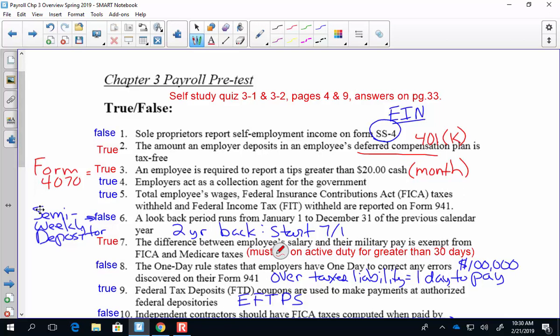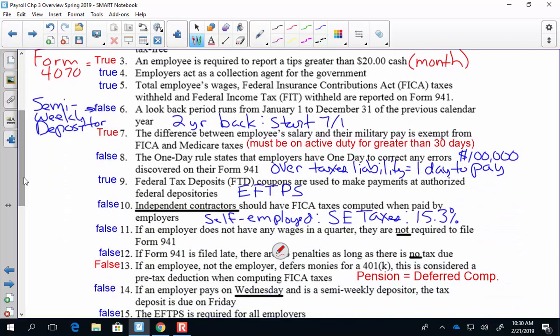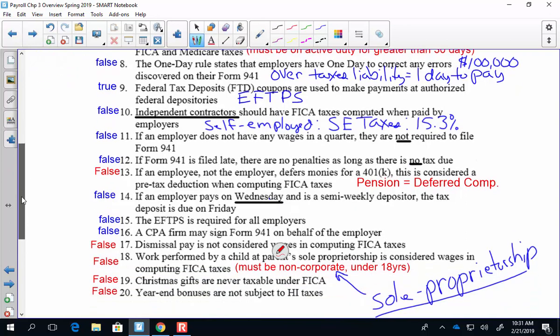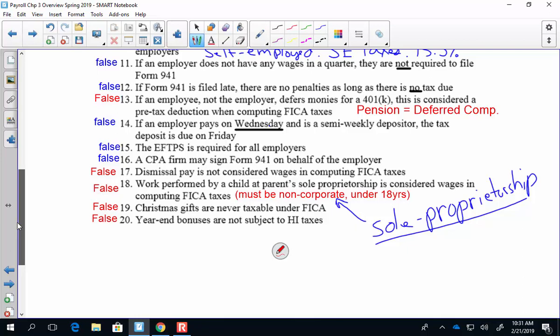I do talk about the semi-weekly deposit rule here, the 2-year look-back period starting July 1st. I talk about the 1-day rule, which is a deposit rule if a corporation or company has over $100,000 in payroll taxes due. You have 1 day to get it in. So that's, again, the IRS wants their money, and if it's a large amount, they want it now. So take a look at these questions. Let me know what your thoughts are on them.